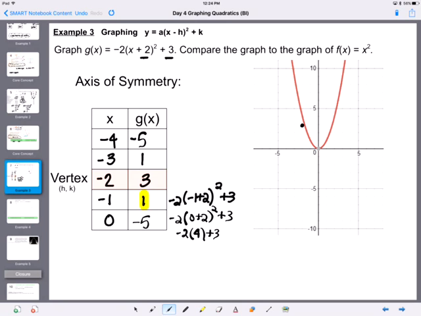Then we have ordered pairs at -1, 1, -3, 1, 0, -5, -4, -5, and you can see that our graph moved up 3, shifted to the left 2, is a vertical stretch of 2, and also reflected over the x-axis.